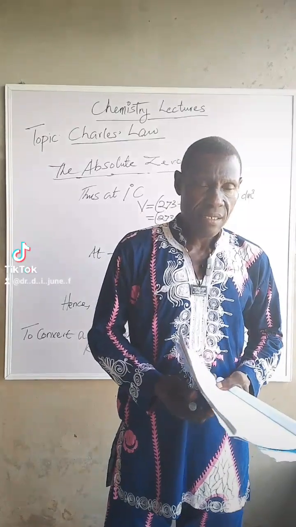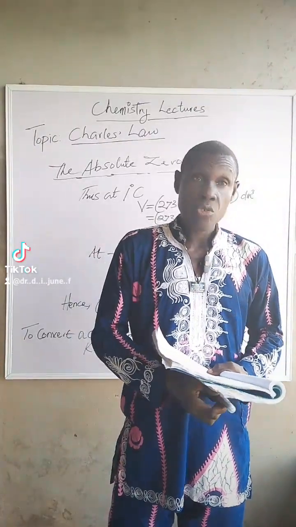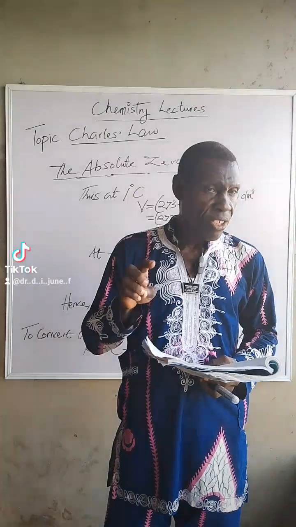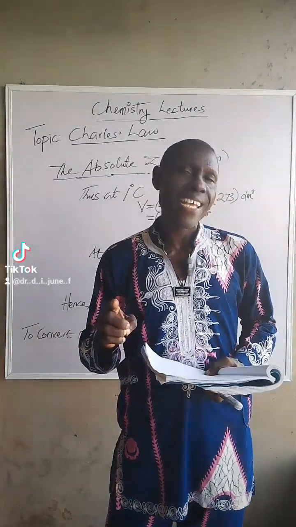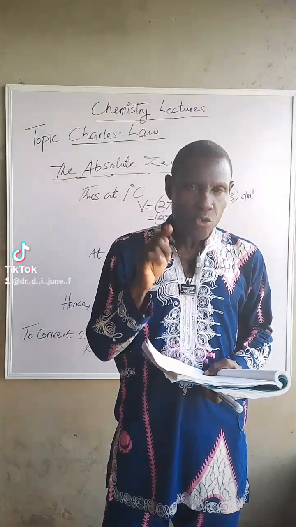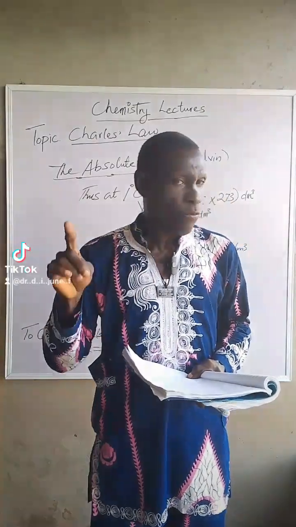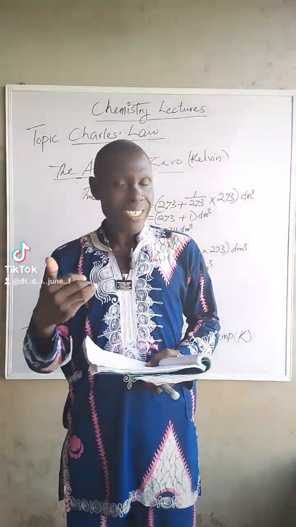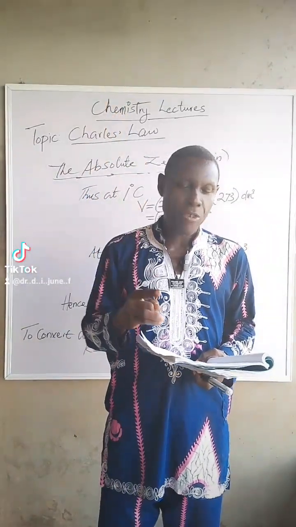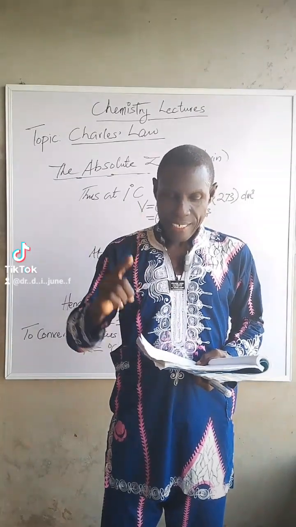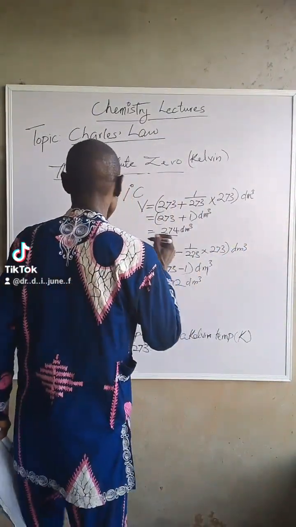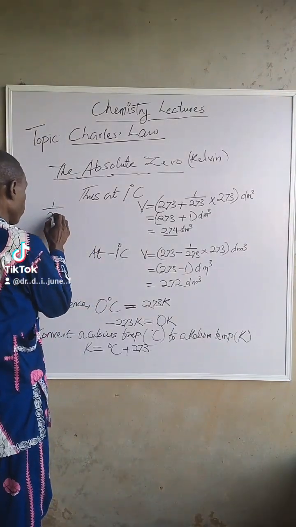Charles, as a scientist in his time, discovered that the volume of a fixed mass of gas will either increase or decrease by 1 over 273 of its volume at 0 degrees Celsius for every 1 degree rise or fall in temperature, provided the pressure remains constant. Look at it here: 1 all over 273.